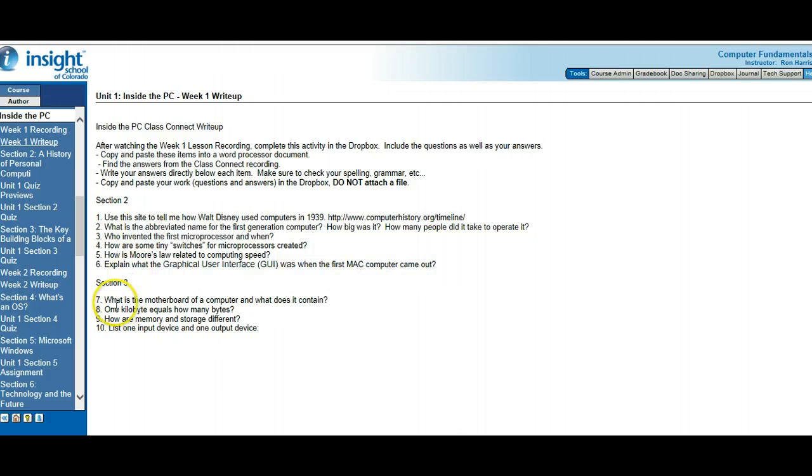All right, section 3. What is the motherboard of a computer and what does it contain? 1 kilobyte equals how many bytes? How are memory and storage different? Name one input and one output device. So now we're going to go into section 3.